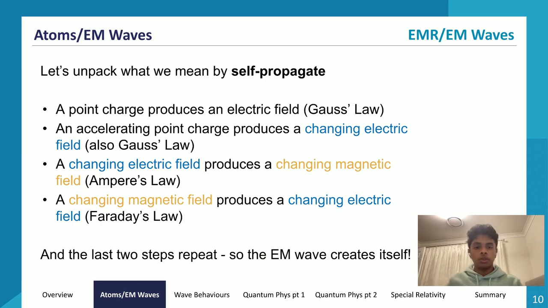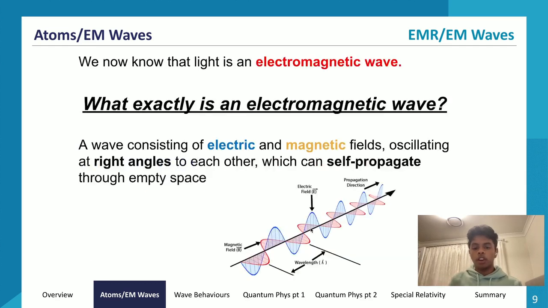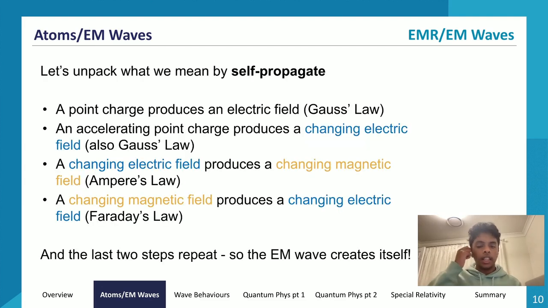Now let's go through what we mean by self-propagation. We have some dude called Maxwell, whom we'll go through in a bit, but basically he created four laws. These 4 laws allow us to understand why an electromagnetic wave self-propagates. And by self-propagates, we basically mean that it makes itself move. It creates itself, it propagates itself, it keeps itself moving. That's what we mean by that. So let's look at how this works.